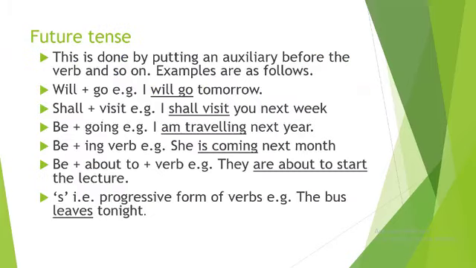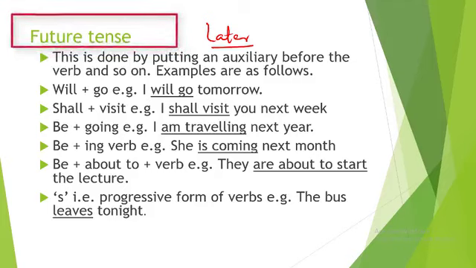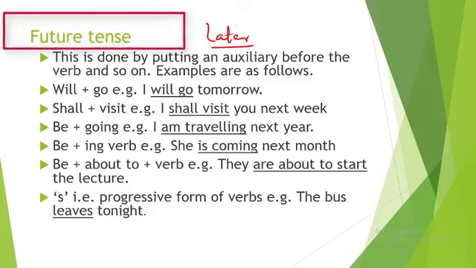So let's move on to what is called future tense. This expresses an action that will take place in the future, or what you call later. So then is for past tense, now is for present tense, later is for future tense. And most times we have I in the examples. I will go tomorrow, so that will be will plus go. I shall visit you next week. They are all indicating an action that is yet to take place. So future tense is simply an action that is yet to take place.